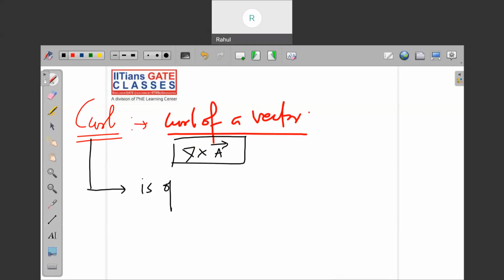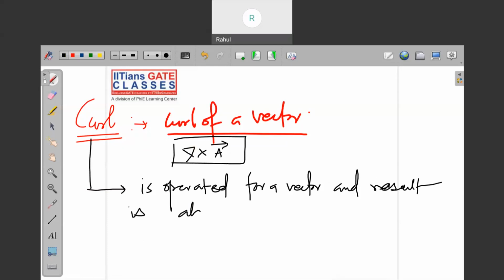Curl is operated for a vector, and the result is also a vector, okay? Keep this in mind. So once the curl is operated on a vector, the result is also a vector, right?